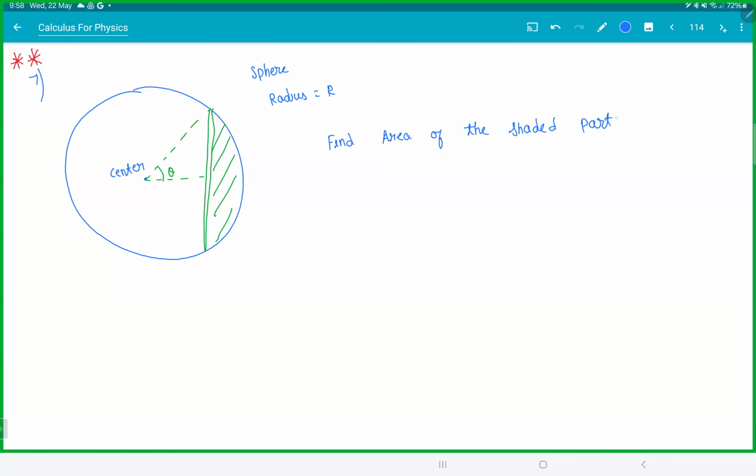Basically, this is a part of a sphere, isn't it? I just want the area of that shaded part, which is making an angle theta with the horizontal. Radius is r. Can someone tell me how will you guess this? I'll show you how to do it. It's a little difficult for you guys, but let's see. Later on, you would have handled it, but for now, it's difficult. But can you tell me how will you guess this?